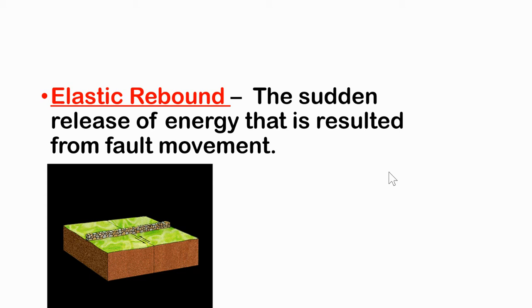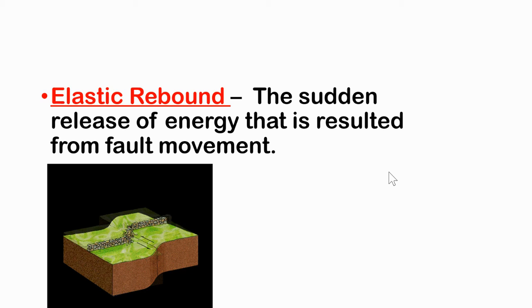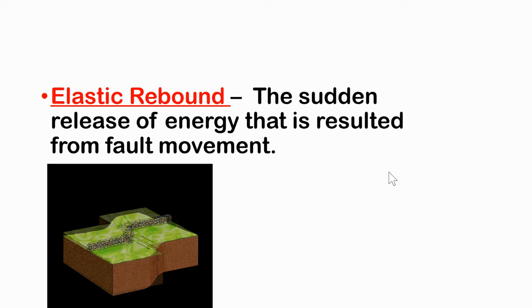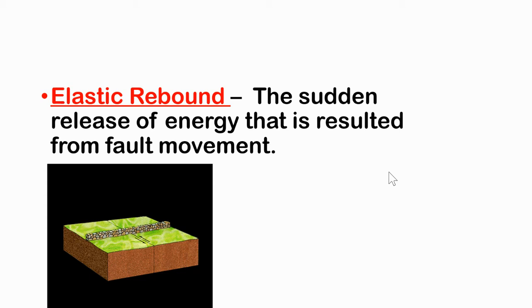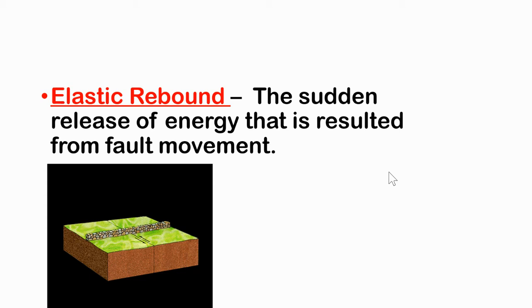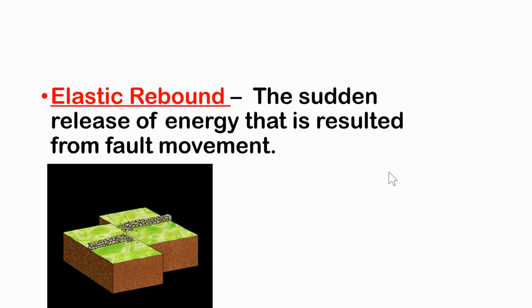And then we're going to talk about elastic rebound. Elastic rebound is a type of movement from a fault. And it's the sudden release of energy that has resulted from fault movement. So we've talked about elastic potential energy, stretching of a rubber band. What happens when you let go after you stretch it out? It snaps back to its original form. And so in this animated GIF down here, you can see that in the beginning, there's pressure causing them to shear side to side, and then all of a sudden it snaps, and then there's that movement. So that would be the elastic rebound. There's going to be a sudden release of energy.